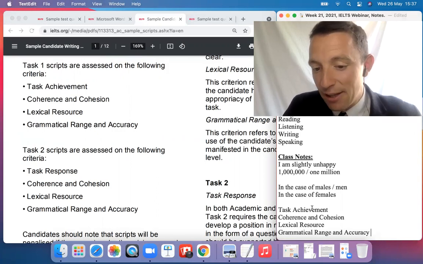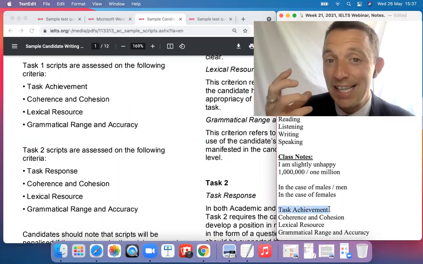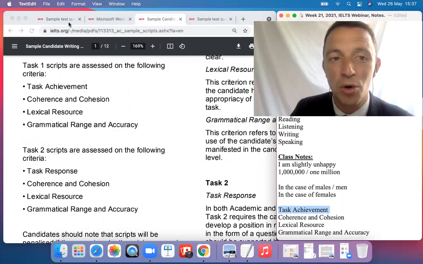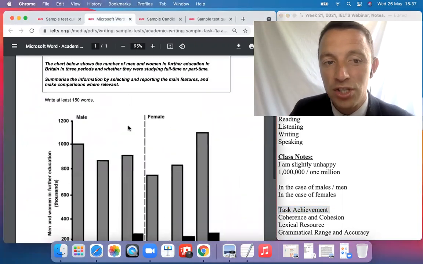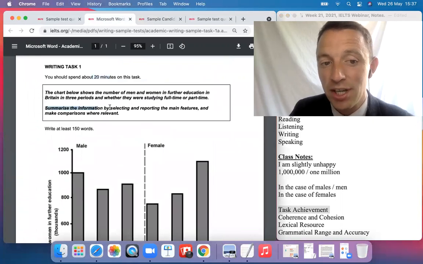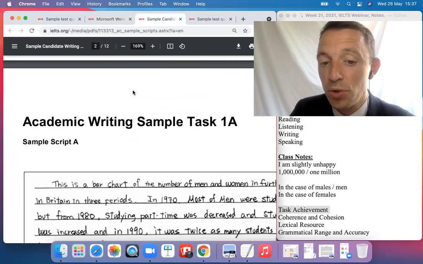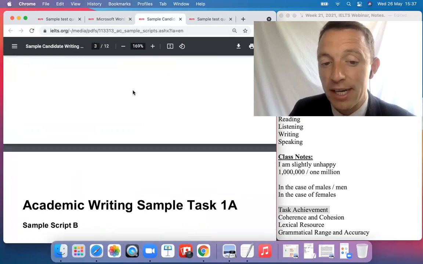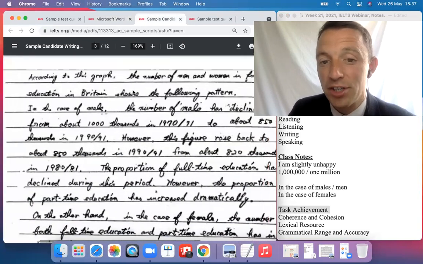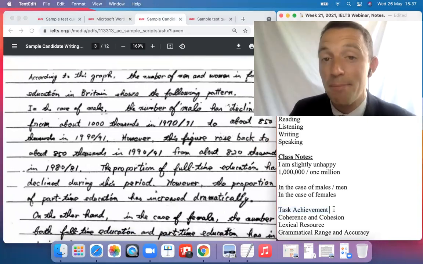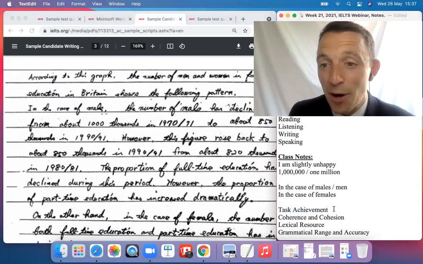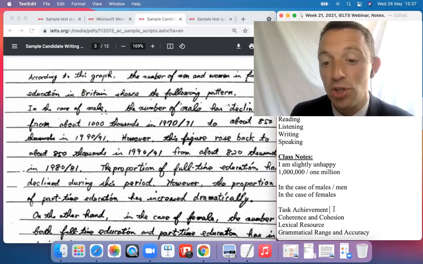So basically, in the first part, the task achievement, you need to answer the question specifically. If we look at the question here, it asks you to summarize the information by selecting and reporting the main features and make comparisons where relevant. So in this writing, if you think this student has answered the question perfectly, summarizing the main features, then you will have a high mark for the task achievement. So that's how you get a high level for the task achievement.